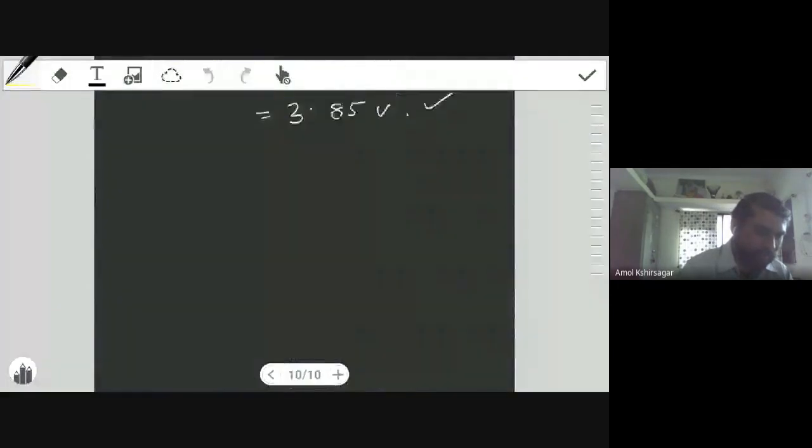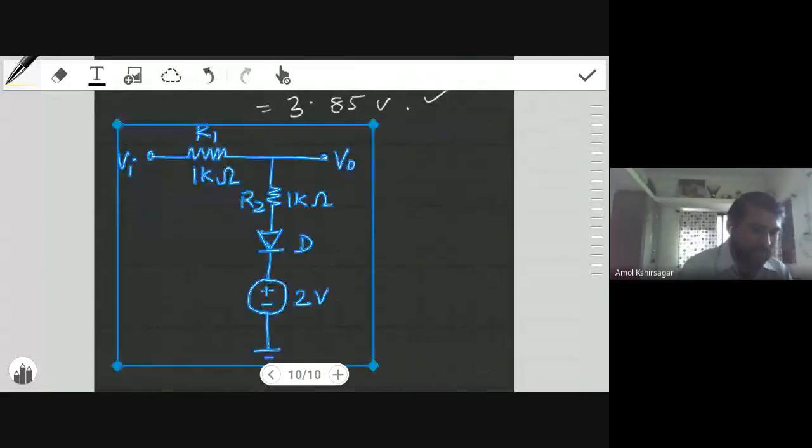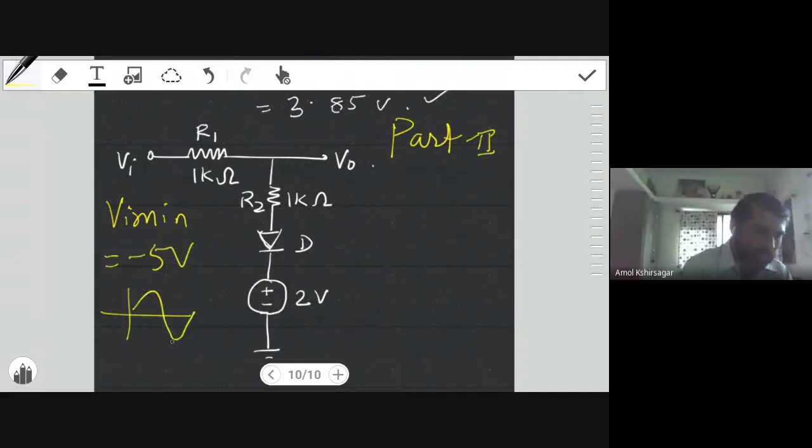For that next part, I need to paste the circuit again. So I am going to paste it. Okay. So the part 2. Now part 2, in which the input is VI minimum, that is equal to minus 5 volt, because it was a sine wave. We are considering this minus 5 volt. So next, when you give minus 5 volt here, we will get V0 as a minimum.